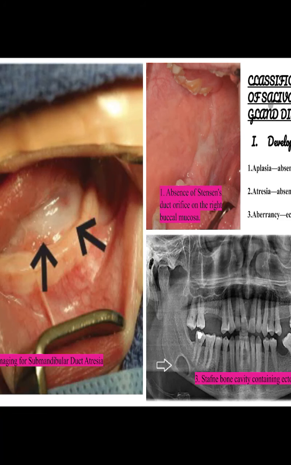Starting off with the classification of salivary gland diseases, which are divided into 6 different categories. Starting with category number 1, which is developmental, we have aplasia, which is the absence of the gland, as we can see here. We don't have a Stensen duct or the gland itself. We have atresia, which is the absence of the duct. We can see here we don't have the submandibular duct, and we have aberrancy, which is an ectopic gland, as we can see in this OPG.